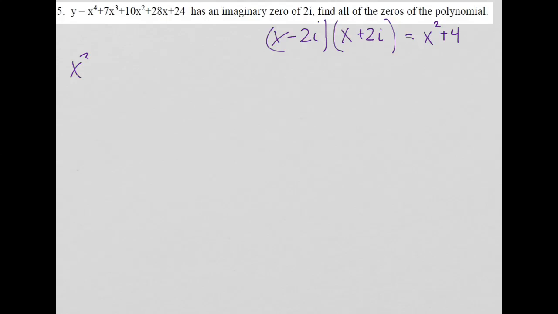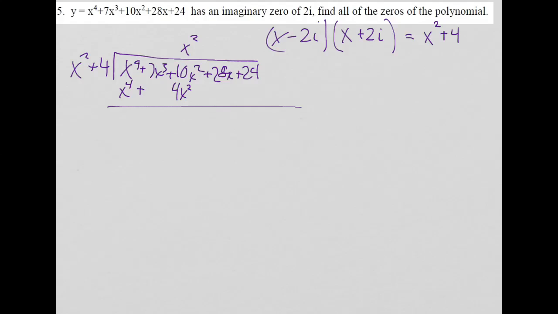So we need to take x squared plus 4 and divide that into x to the fourth plus 7x cubed plus 10x squared plus 28x plus 24, our original polynomial. So x squared goes into x to the fourth x squared times, and that will give us x to the fourth plus 4x squared. Notice how I left a space there. We're going to be subtracting that whole thing, which is the same as subtracting both of those terms.